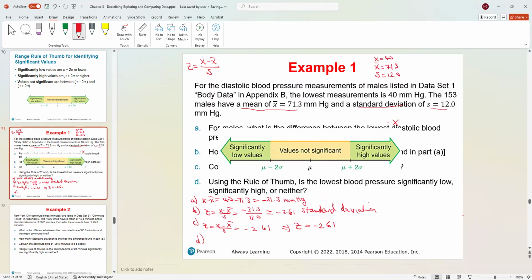All right. So we can say the diastolic blood pressure of 40 is significantly low because it is below two standard deviations, below negative 2, right? It's because negative 2.61 is below negative 2.